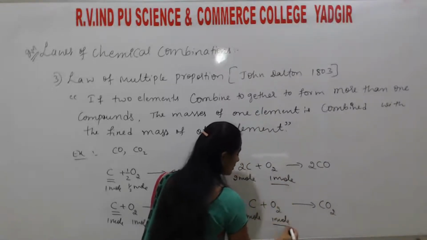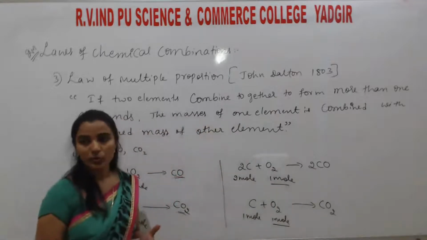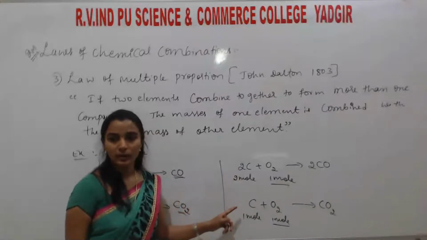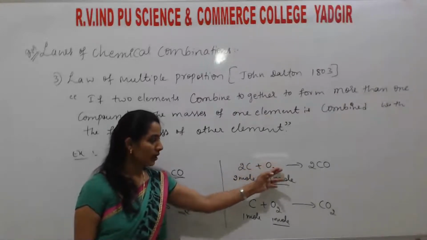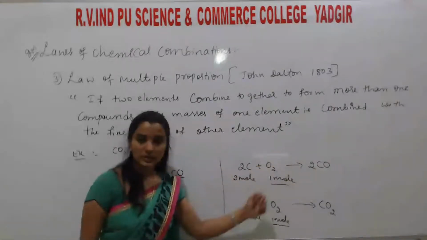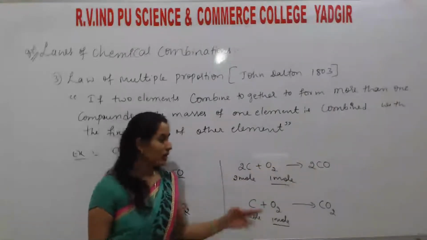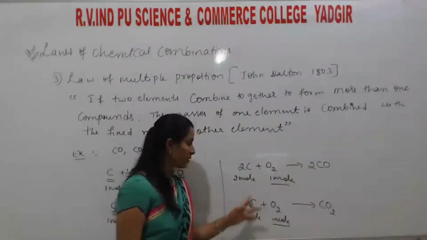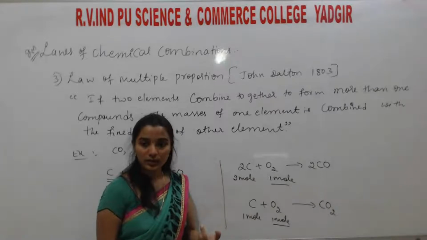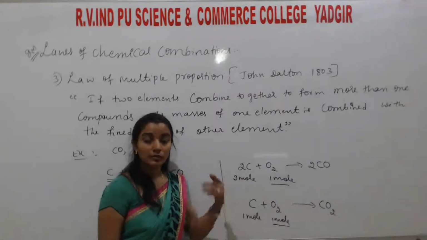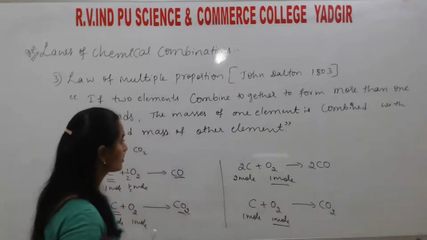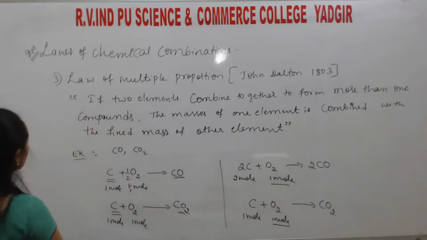So students, here the carbon proportion is kept constant, and the variable proportion is oxygen. So carbon and oxygen combine with each other in different proportions to form these compounds. Understand? Here this is a fixed proportion, this is a multiple proportion. So any one element combines with the other element to form different compounds. Understand? So the next one is Gay-Lussac's law.